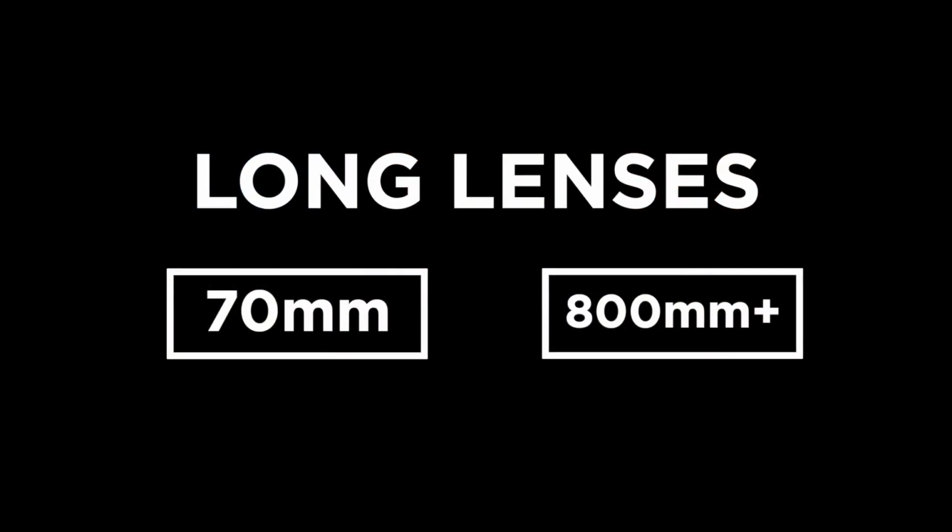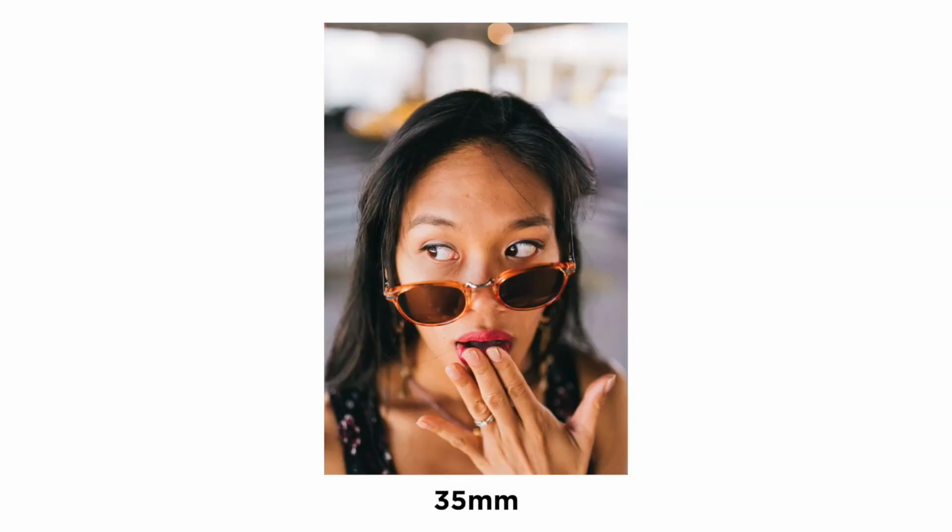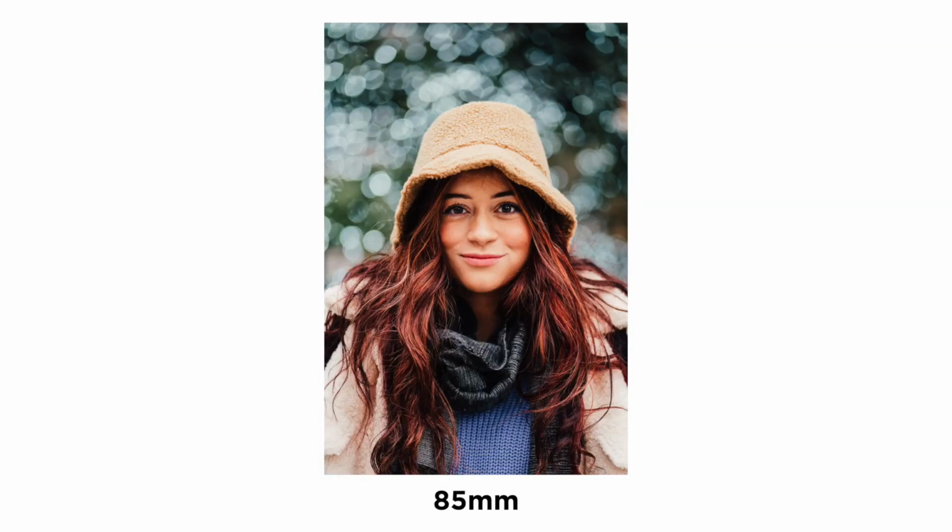Now, let's talk about the portrait kings. We are talking about long lenses, so long focal lengths, starting at, for example, 70mm. What happens is that it does not deform the face of a person as much. As you can see in the example, from very wide to 85mm or more, you will really have a feeling that the face is not distorted and is like you would see it normally.